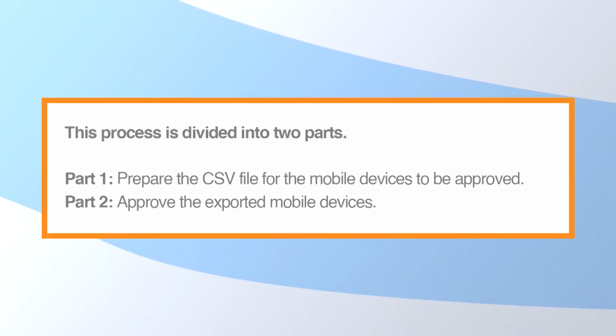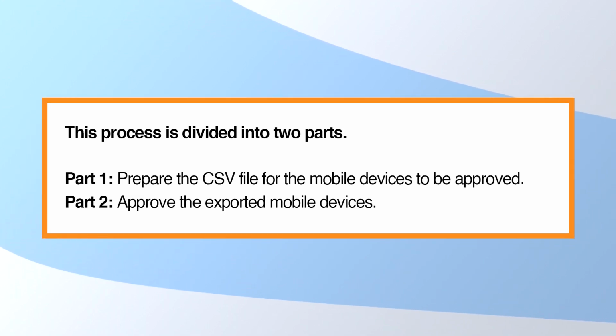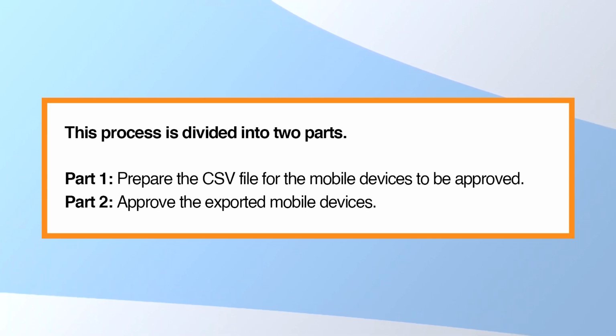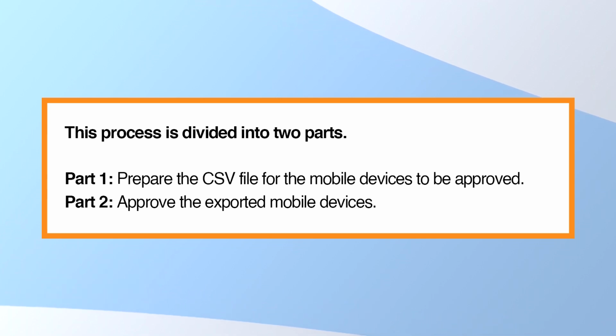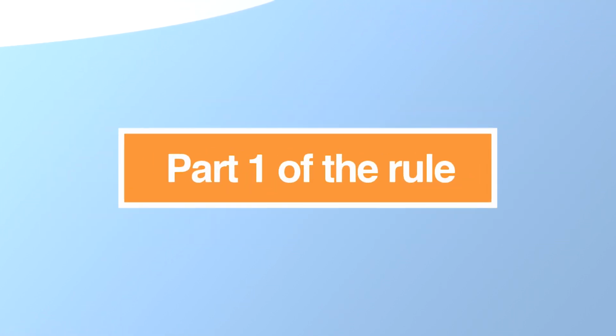Instruction. The rule is divided into two parts. Part 1. Prepare the CSV file for the mobile devices to be approved. Part 2. Approve the exported mobile devices. Part 1 of the rule.